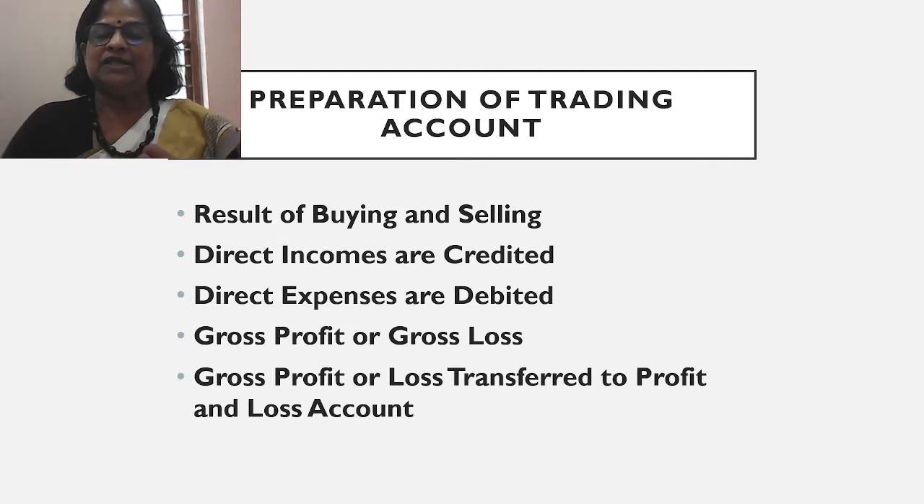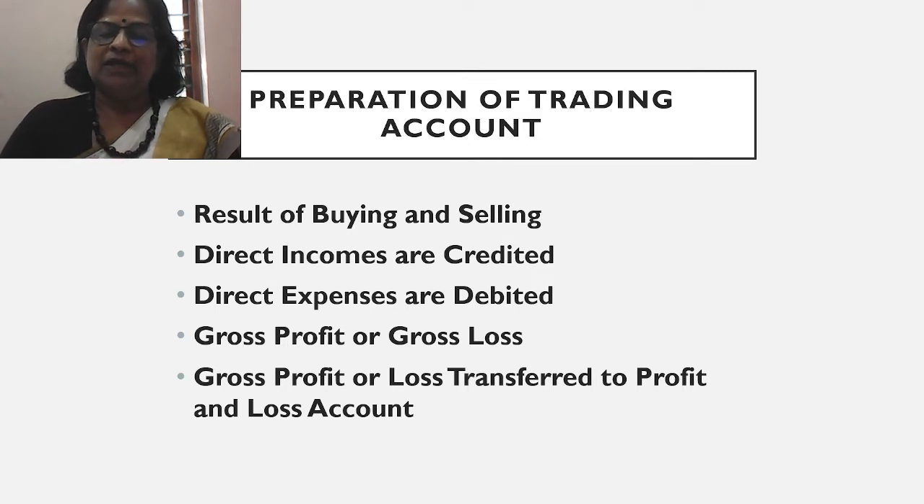Similarly, direct expenses are debited. So now we will explain clearly in the other slides what are items to be credited, what are items to be debited. So here you have to remember that direct expenses are debited. So direct expenses that is directly involved in the manufacturing process. These expenses are debited. So direct expenses are debited in the trading account. Direct incomes are credited. So we will get the gross profit or gross loss. If sales revenue is more than the direct expenses, it will be gross profit. If it is reverse, it will be a gross loss.